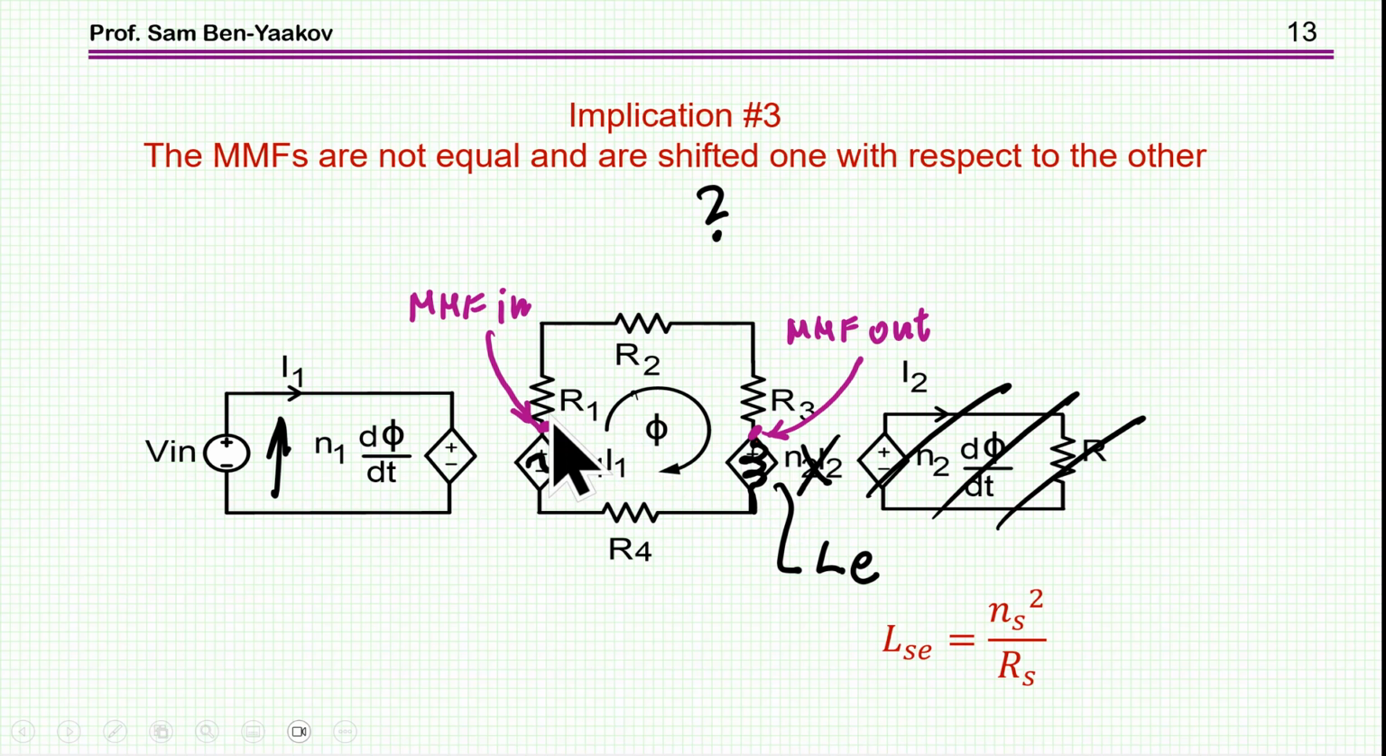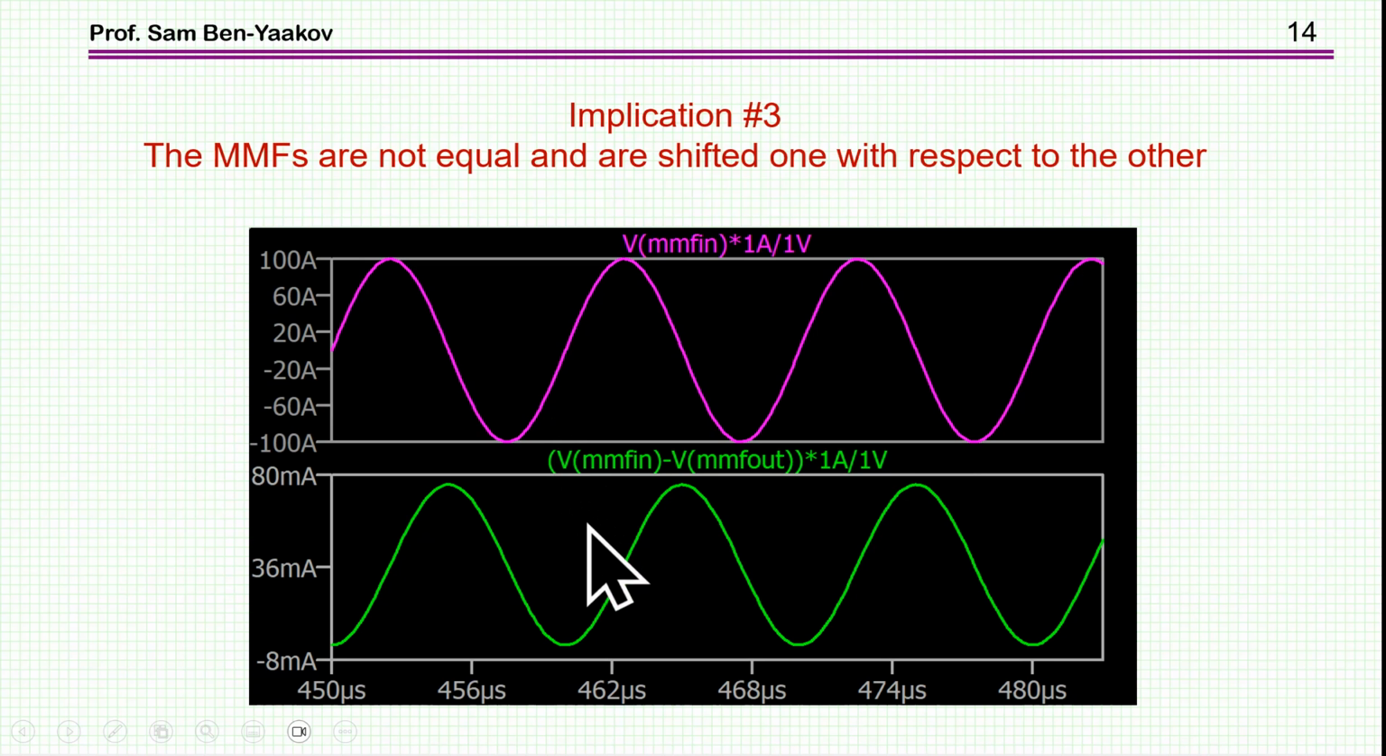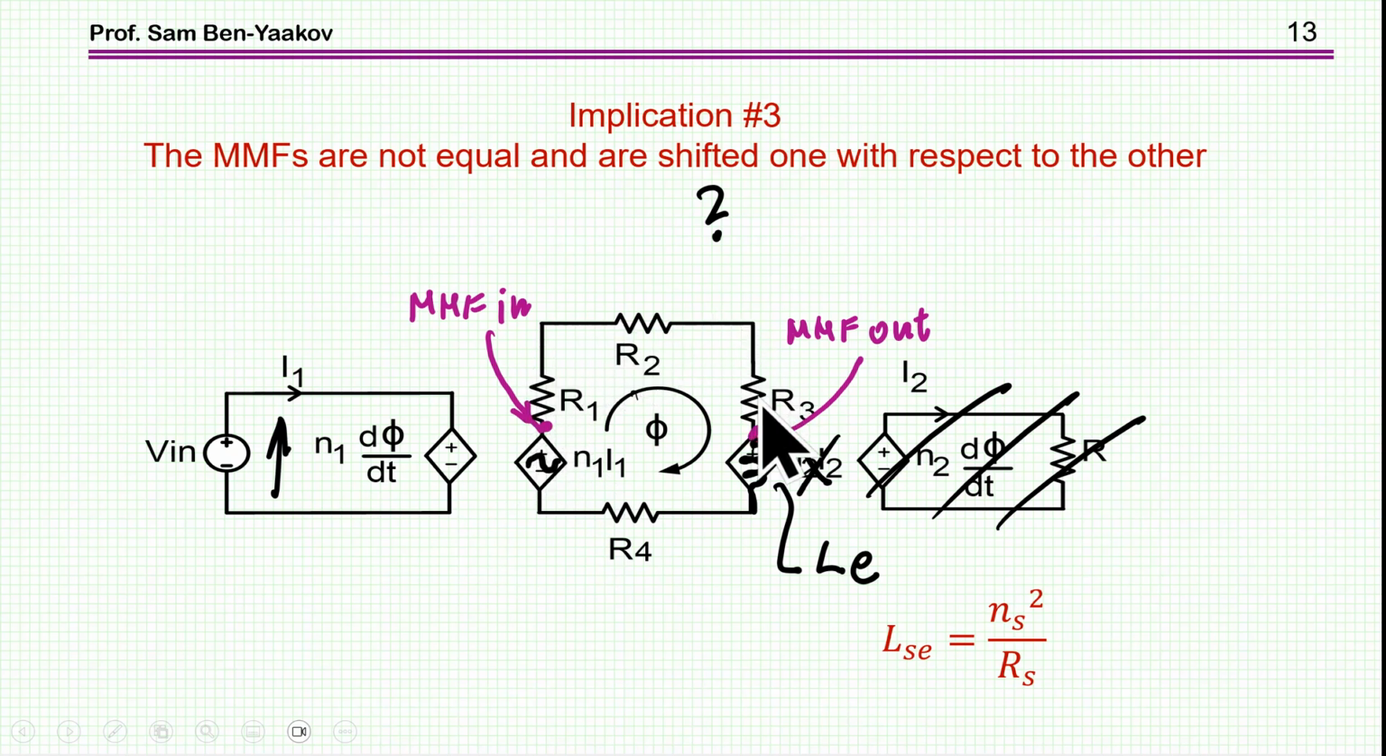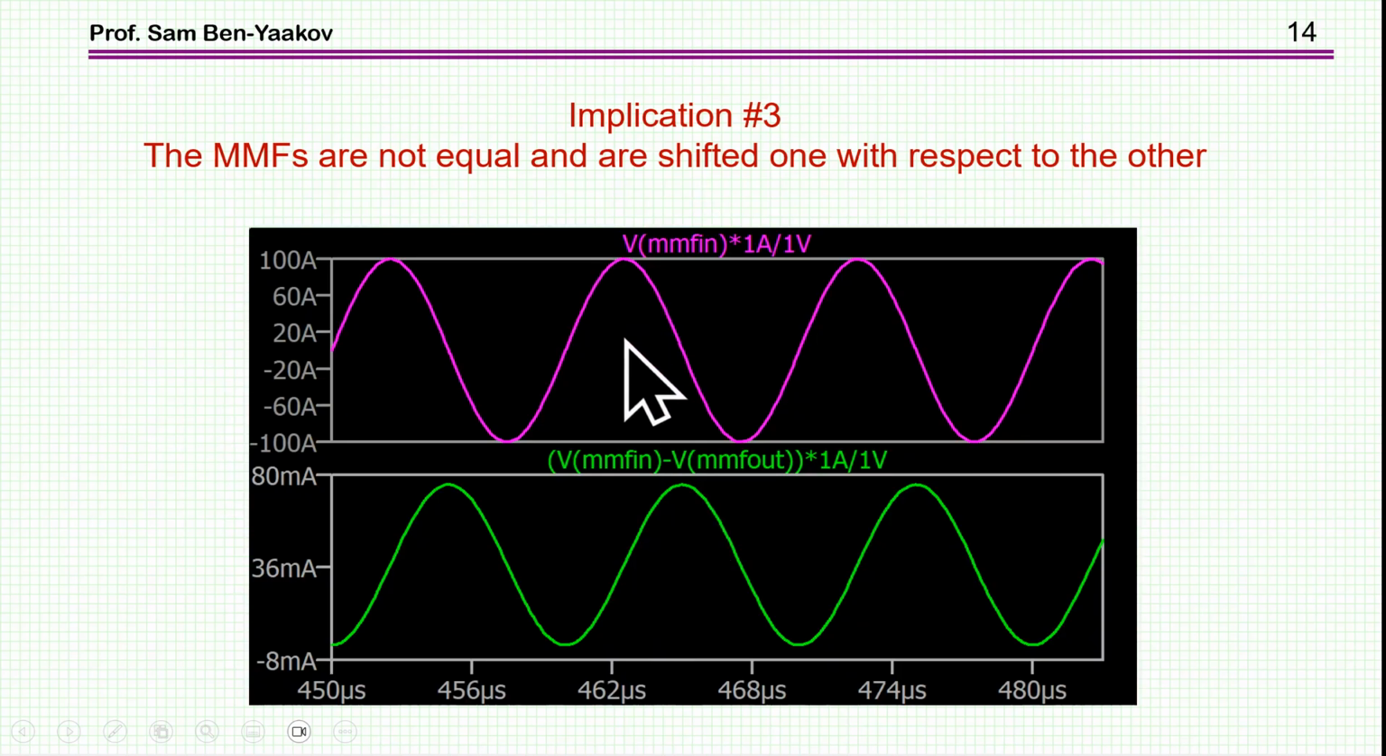Okay? To show that this is the case, I am running this simulation again. And what I did now, I took the difference between the input MMF and the output MMF and looked also at the total MMF. This will be the input. And what we see is the following. First of all, there is a difference between the input and the output. Well, there's a small difference as compared to the total MMF, but there is a difference. As I have said, there must be a difference because we have this reluctance, which is sort of attenuating the signal here. And we see here a phase shift between these.